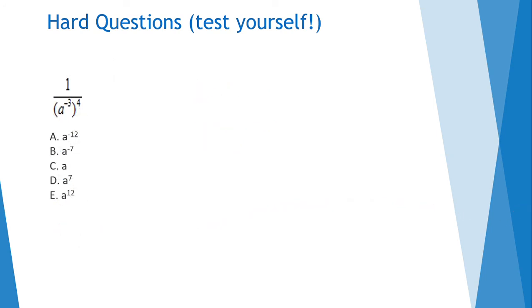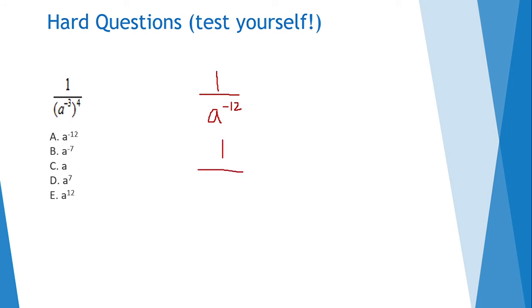Next problem. We have 1 over a to the power of -3 to the power of 4. So this looks like something for our power rule to do. So we'd have 1 over a to the power of -3 times 4, which is a to the power of -12. So this is an interesting situation. We have something to a negative power, which is usually supposed to be 1 over this to the positive power, over 1. So let's actually go through the entire thing, and I'll tell you how to think about this.